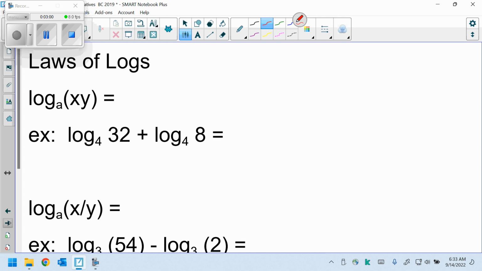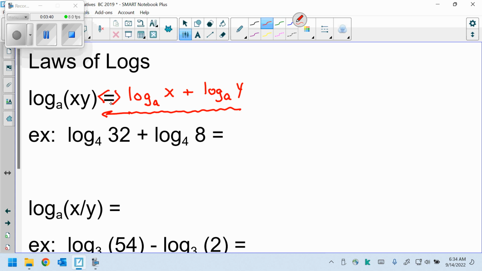Laws of logs. The log base a of x times y is the log base a of x plus log base a of y. Now, most often we've actually gone that way with this, where we've got the sum of two logs and we've been asked, express it as a single log. We've gone that way. But let's realize that all these logs are two-way streets.